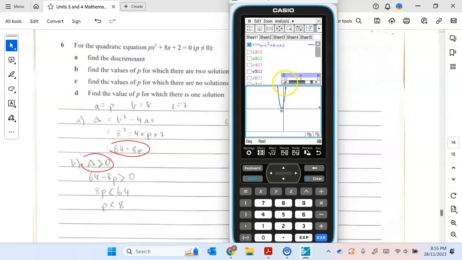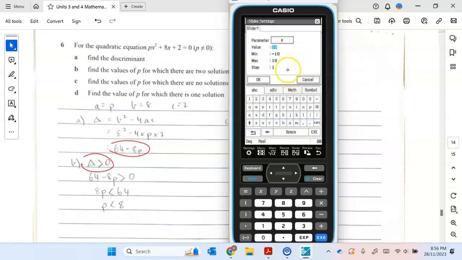Now, when we were less than 8, remember we had 2 solutions. So as I go down, see how it's crossing the axis? And then when you're greater than 8, it's above. So that's all we're doing there. You can change your slider. We're only going up to 10. You just go up to the top thing there, go to settings, and we can change that maximum. Let's change it to 20.